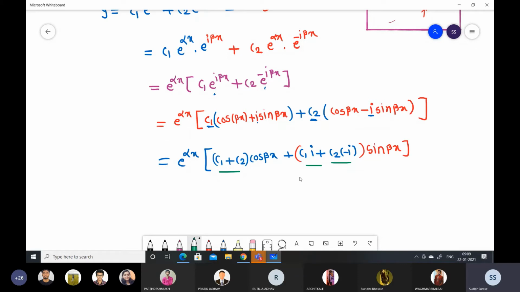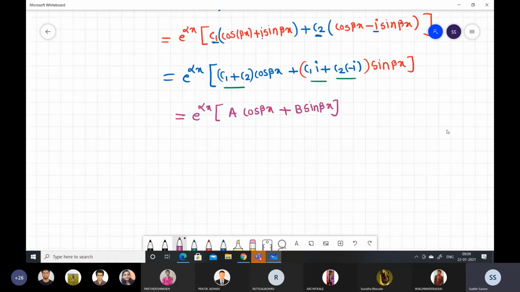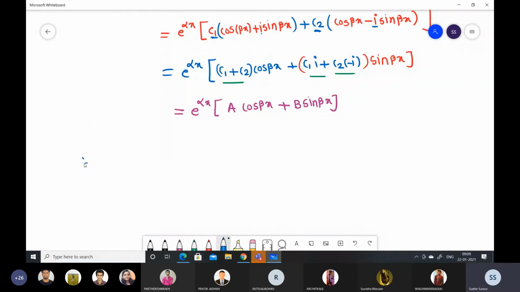Now, we can replace these complicated constants, C1 i minus i C2, with another constant, because they are just arbitrary constants. So it is e to the power alpha x in brackets a cos beta x plus b sine beta x. We get the simplified form in case of complex roots. Therefore y is equal to e to the power alpha x times a cos beta x plus b sine beta x. This is the way of writing the solution in case of complex roots.